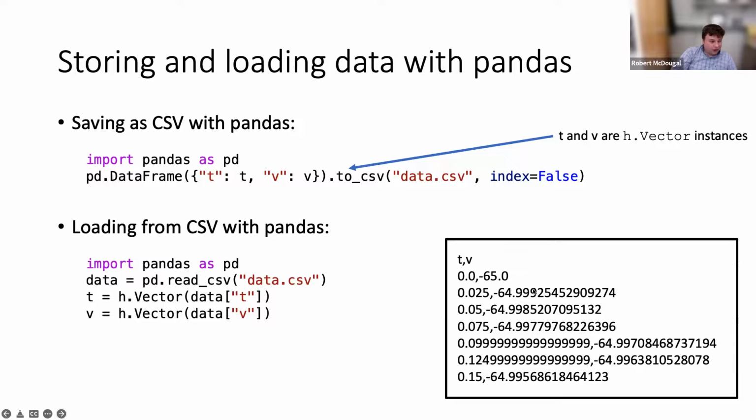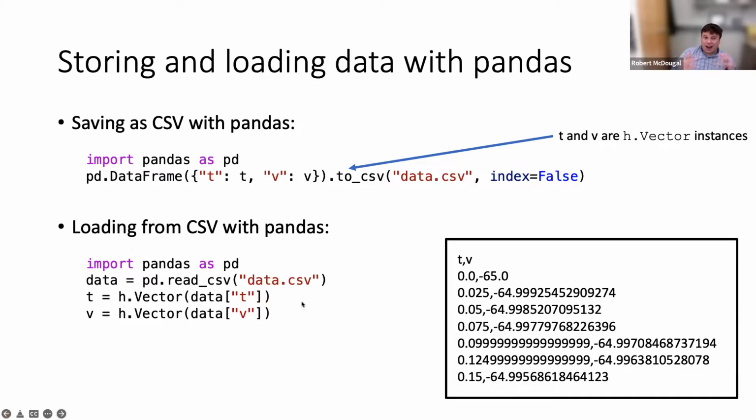It's going to end up looking like this. CSV is just comma separated variables. So the first thing before the comma is the time. The second thing after the comma is the voltage. You don't even have to worry about that. If you just file open on a CSV in Excel, it will do the right thing. There's also a to_excel function and some other things.